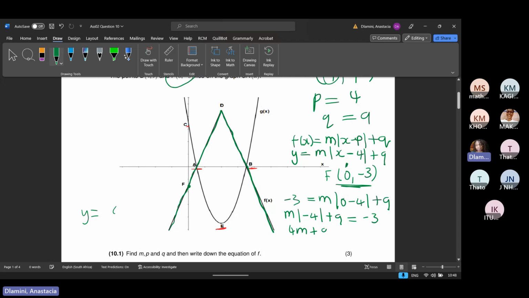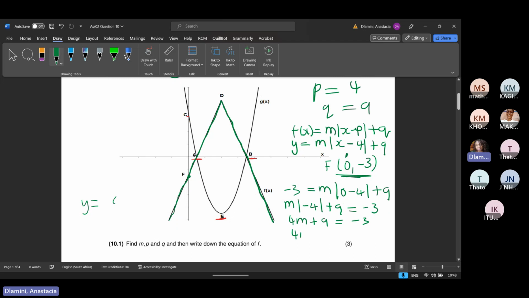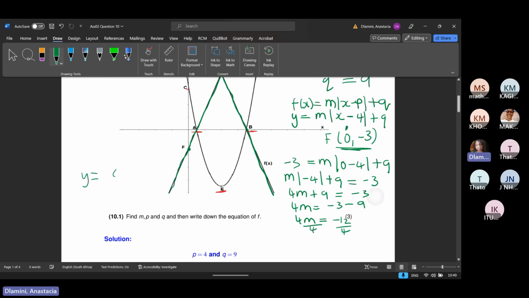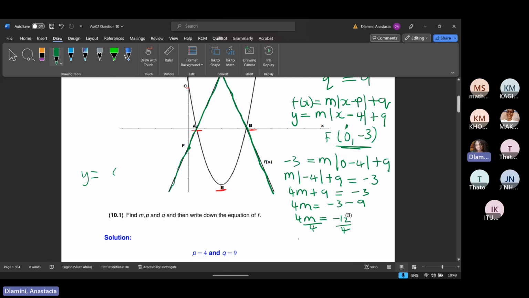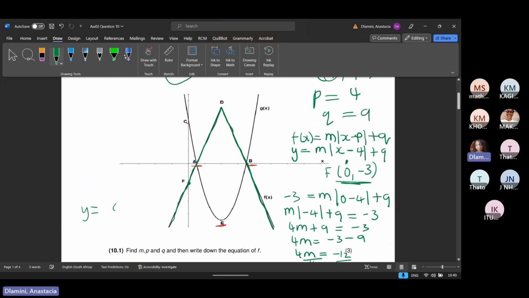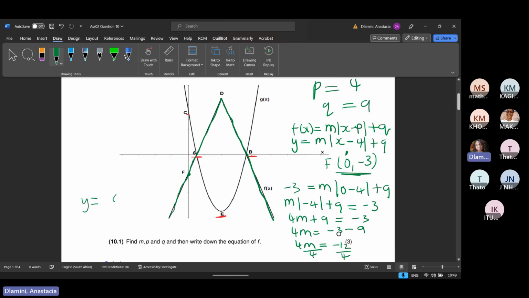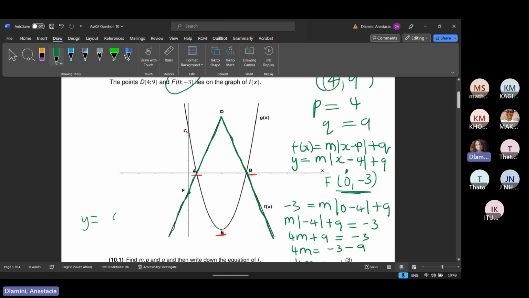So this will be 4m plus 9 equals to negative 3. Then this will be 4m equals to negative 3 minus 9. So then this will be 4m equals to negative 12, divided by 4, divided by 4. I'm showing some solutions here, but it's fine because we've covered that. So m is equals to negative 3. Does it make sense? What if I say m is equals to positive 3? Would you agree with me?